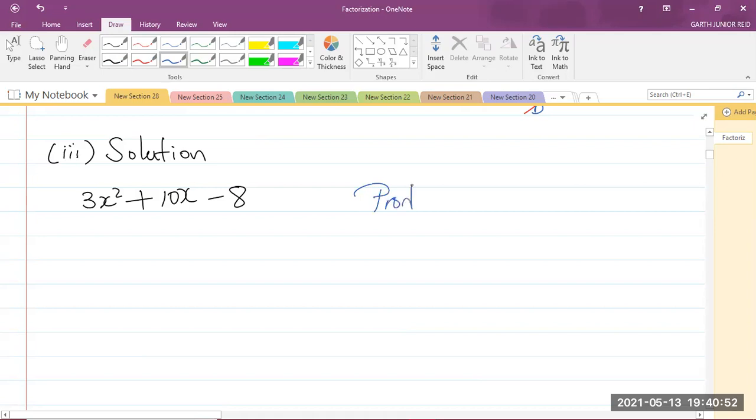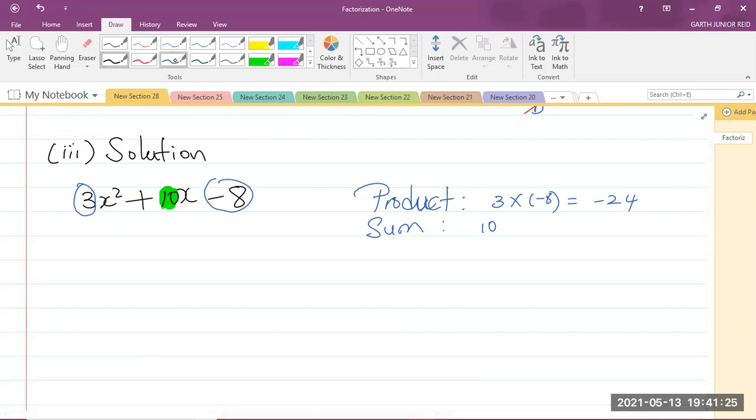So I have the product. To calculate the product, we're going to multiply this term here, the 3, by the -8. So what we have is 3 multiplied by -8, and that will give us -24. And we need a sum, which is 10. The 10 is just this term right here, the coefficient of x. So what I now need is two numbers. When I multiply them, I am supposed to get -24, that's my product, and when I add them, I'm supposed to get 10, that is the sum.